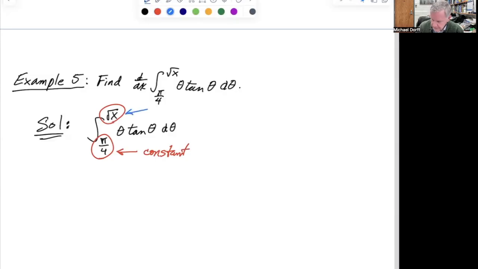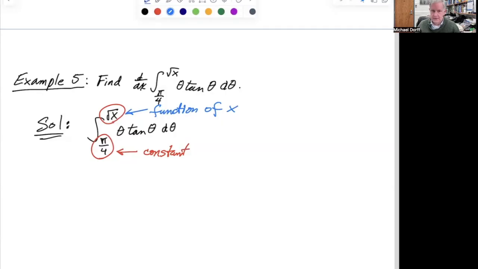This has to be a function of x, so I have to have something with x's in there. If it's just an x, then I can apply the fundamental theorem of calculus very easily and just replace the thetas with x's, so I would get x tan x.